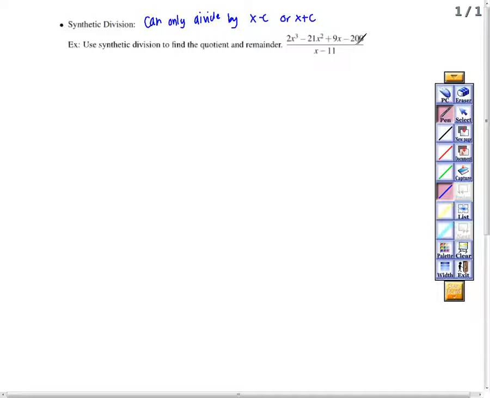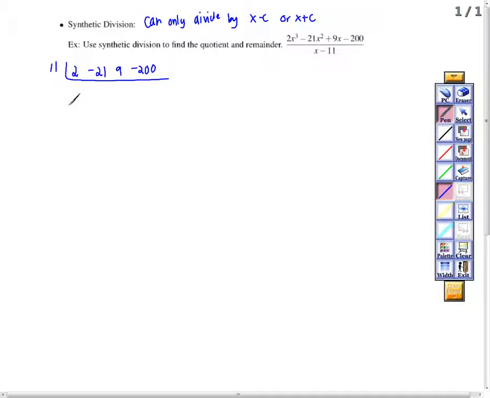So I'm going to put the polynomial p inside the little synthetic division bar. So I write down the coefficients. Make sure that your exponents are in order in descending power: 3, 2, 1, 0. If everything is as it should be, then you can just write that in your little synthetic division box. So 2, negative 21, 9, negative 200. Like that. Okay. So I'm dividing by x minus 11, so I put the 11 out here.